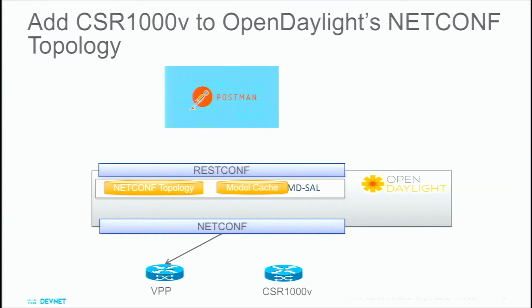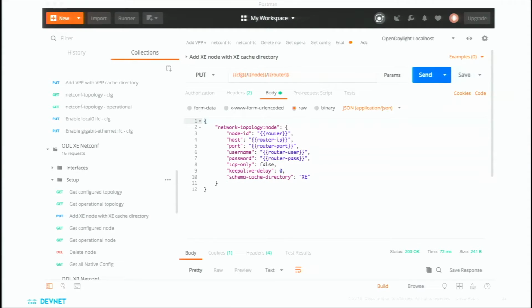So the next step then is to do the same thing for the CSR1000v. Again, creating the right RESTCONF request using Postman and adding in the CSR1000v. So here's what it looks like in Postman. It looks a little bit different just because in this case I'm making use of more variables within my RESTCONF request. But still, it's the same idea.